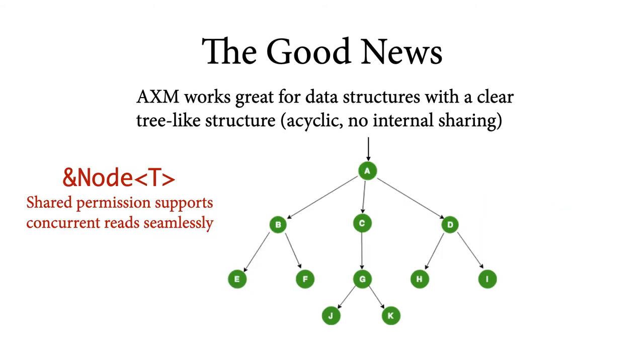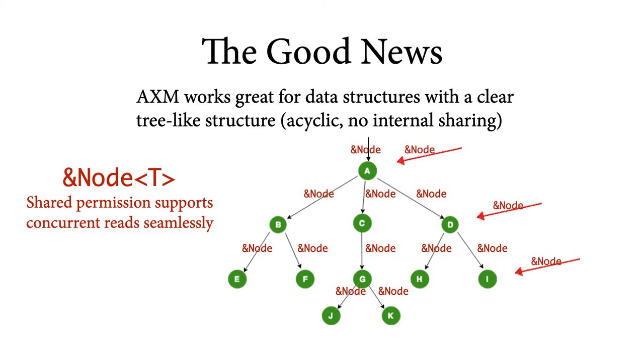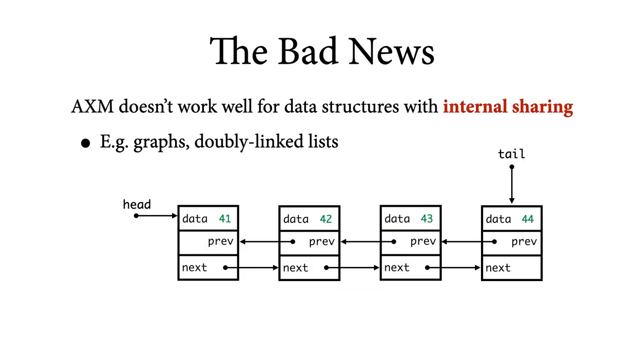This tree data structure also works great with shared references. If you have a shared reference to the root of the tree, you can use that to obtain shared references to all the nodes in the tree. And you can duplicate those shared references freely so that multiple threads can read from the tree concurrently. Okay, so that's the good news.